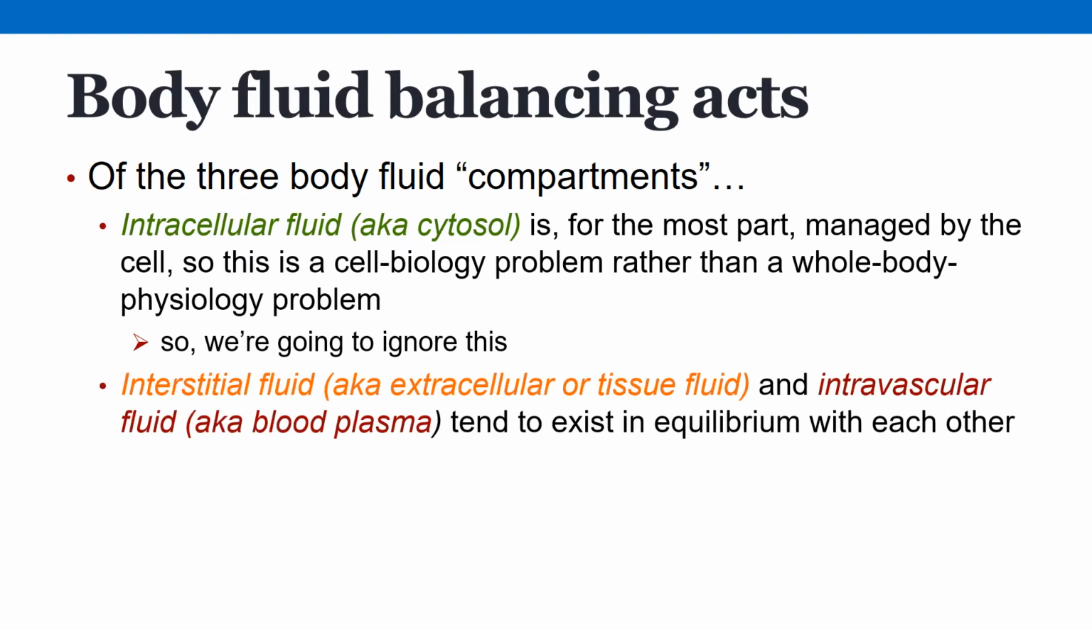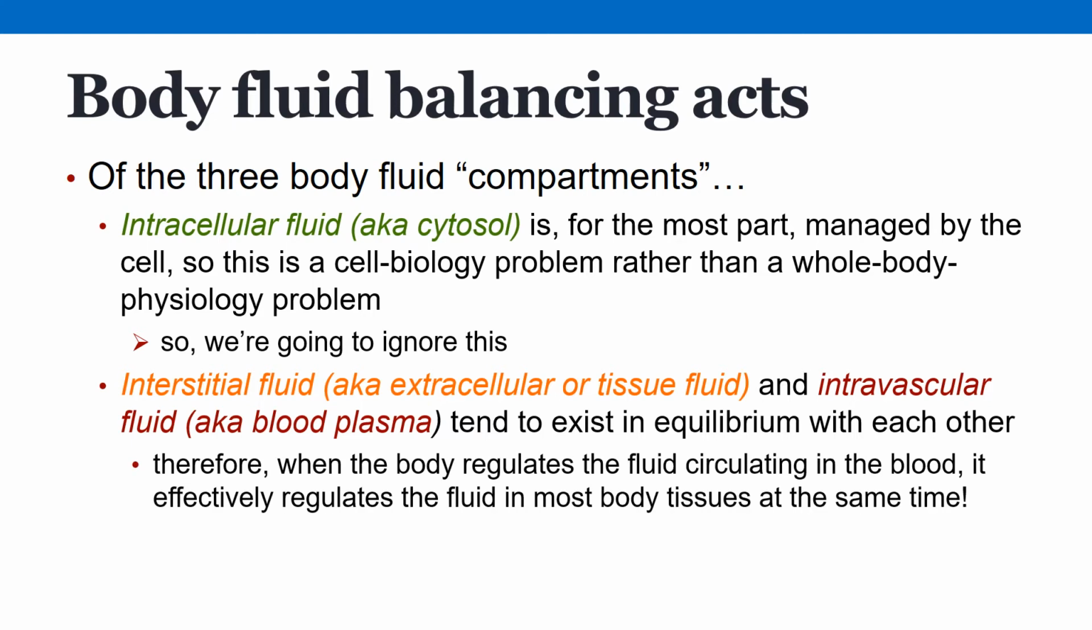Interstitial fluid and intravascular fluid, also known as tissue fluid and blood plasma, tend to exist in equilibrium with each other. That is, if I add a little more salt to my blood plasma, it's going to diffuse into my interstitial fluid. If I take a little bit of glucose out of my interstitial fluid, it's going to pull glucose out of my blood to refill. They're going to equilibrate with each other.